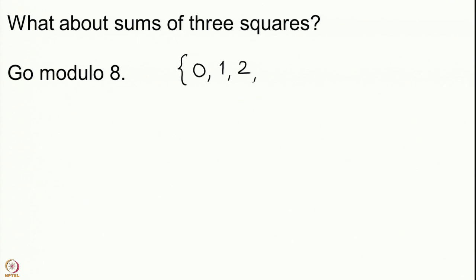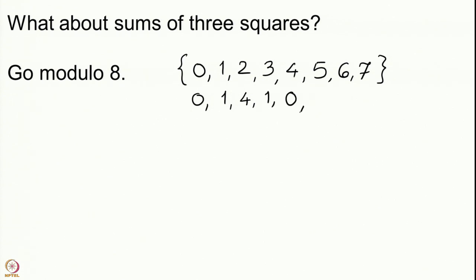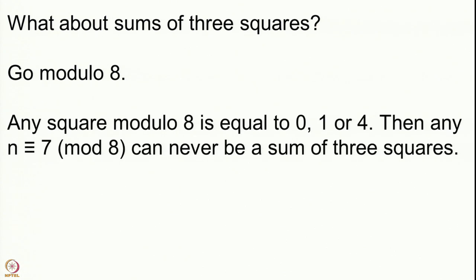The squares modulo 8, now the numbers modulo 8, let us do this computation. So, numbers modulo 8 are 0, 1, 2, 3, 4, 5, 6 and 7. Let us compute their squares. 0 square is 0, 1 square is 1, 2 square is 4, 3 square is 9 which is again 1, 4 square is 16 which is 0, 5 square is 25 which is 1, 6 square is 36 which is 4 modulo 8 and 7 square is 1. So, what it tells us is that there are only these 3 numbers which are congruent to squares modulo 8. Any square modulo 8 is equal to 0, 1 or 4 and therefore any n which is 7 mod 8 can never be a sum of 3 squares.